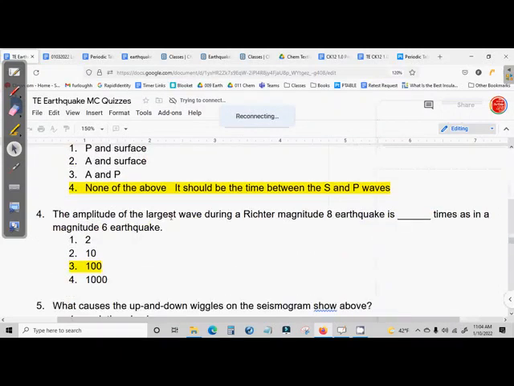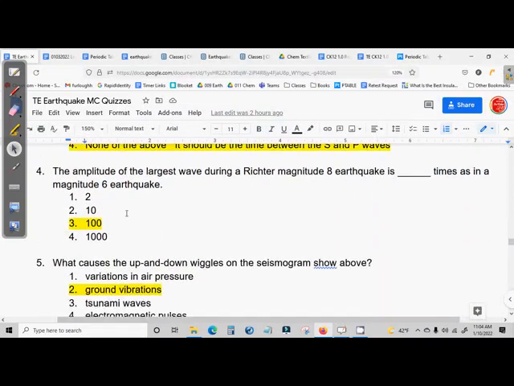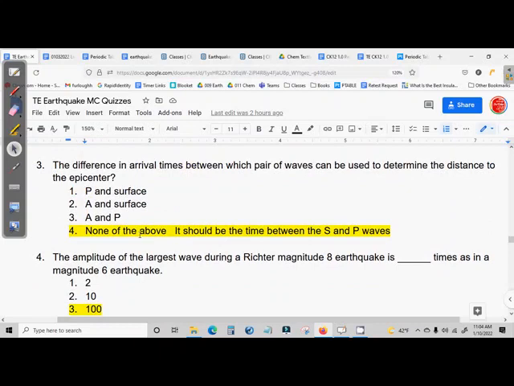All right, number 3, the difference in arrival times between which pair of waves can be used to determine the distance to the epicenter. It's the S and P waves, but that option is not available. So the answer was none of the above. Remember, the S in S wave stands for secondary, not surface.